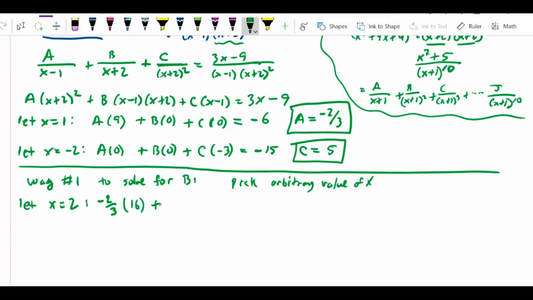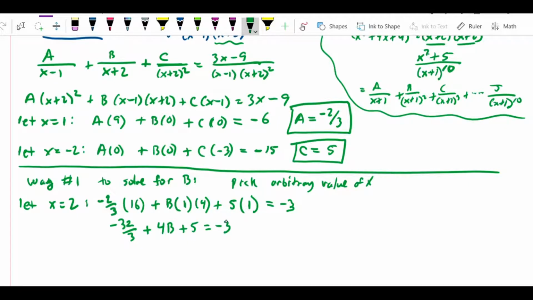And then b, we don't know, but b gives me 2 minus 1 is 1, and 2 plus 2 is 4, and then plus c, we know that c is 5, and 2 minus 1 is 1, and then 3 times 2 is 6, minus 9 is negative 3. So that gives me negative 32 over 3 plus 4b plus 5 equals negative 3.